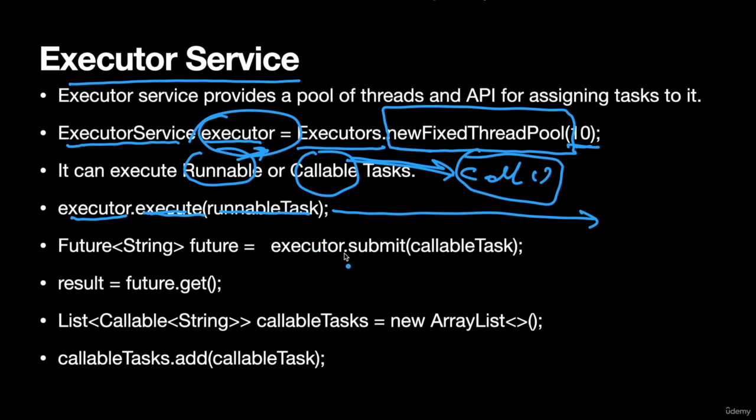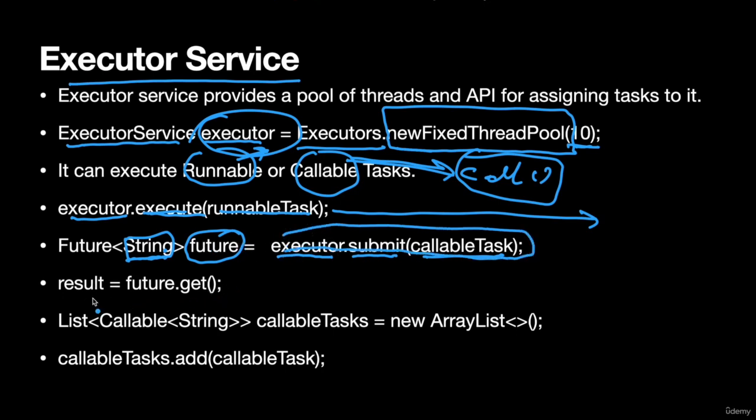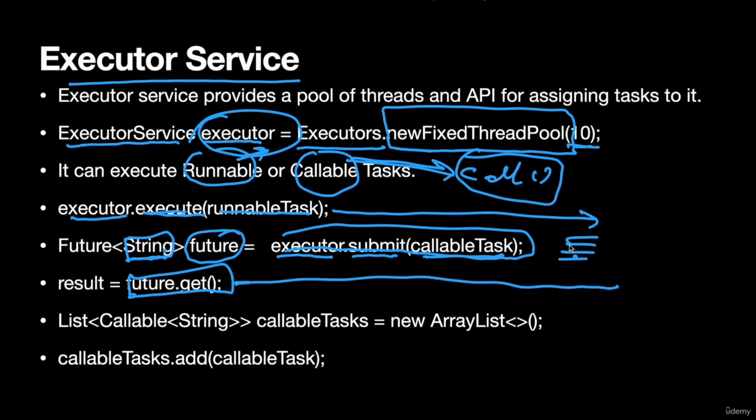And if it is a Callable, you can say executor.submit with the callable task. Because a Callable returns a value, you will get some value returned, whatever type you are returning from the Callable. For example, if I am returning a string, I will get a Future of String. Why Future? Because once the Callable ends, only then will we get the value. Let's say 10 Callables are running, I can say future.get. This is a blocking method, like join. So it will wait here at this statement, future.get, for the Callables to be executed, and once all finish, I will get the result, and the result will be of type String, whatever type we are using.